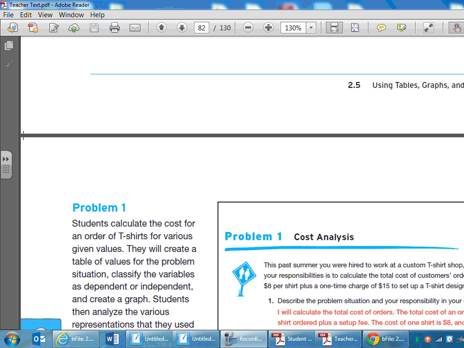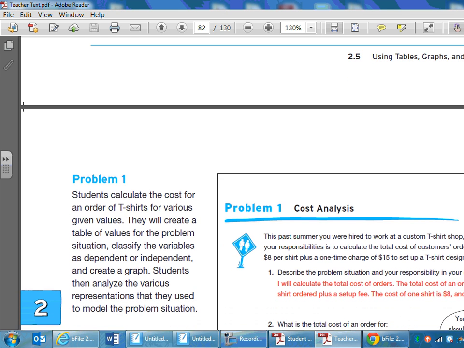You should have something like, I will calculate the total cost of orders. The total cost of an order is the cost of each shirt plus the setup fee. The cost of one shirt is $8 and the setup fee is $15. So let's move on and let's do number 2 together.